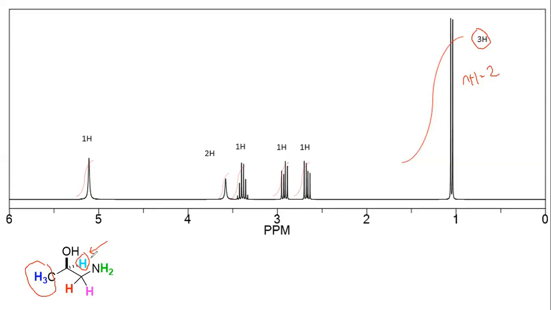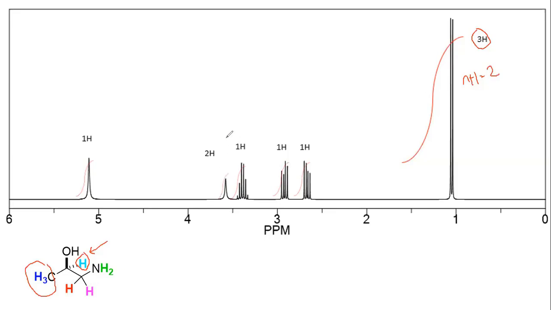So what should it be split into? How many neighbors does it have? It has five, right? Three on this side and then two on this side. So the signal should be split into how many lines? Six. Six.